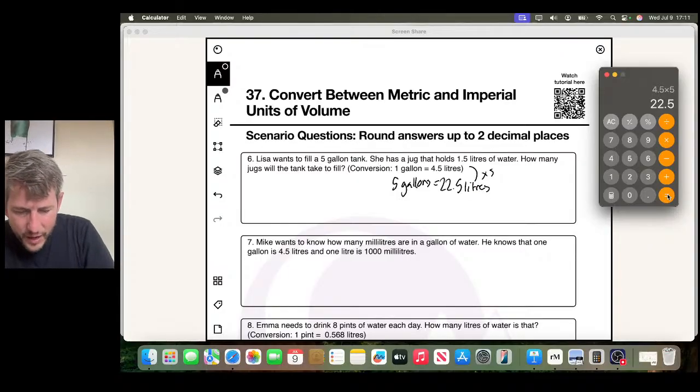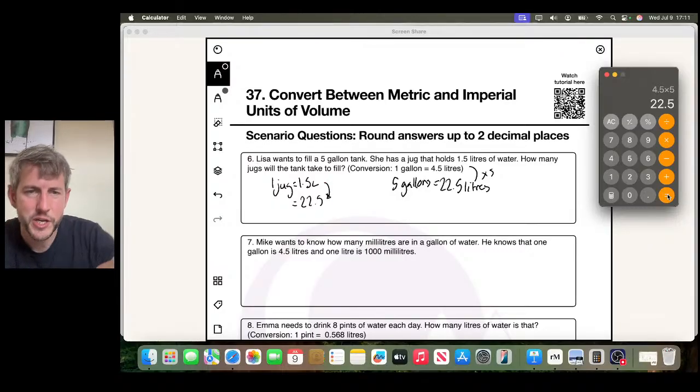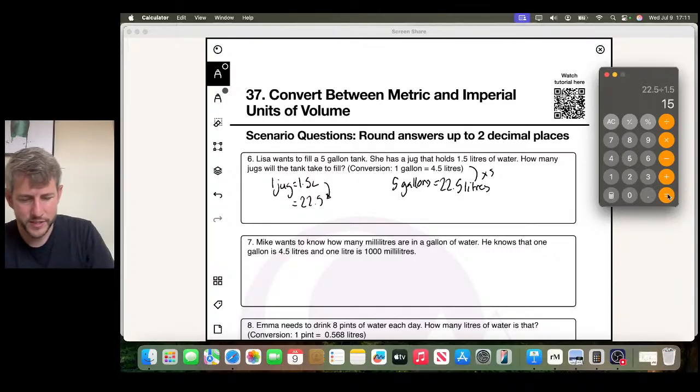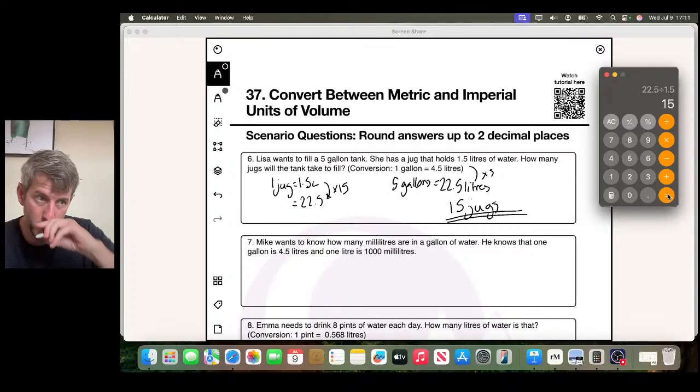Now we know that 1 jug equals 1.5 litres. We want 22.5 litres. So we need to work out how many lots of the jug makes that. So we just need to do 22.5 divided by 1.5. And that's 15 jugs, so times 15. So the answer will be 15 jugs to fill up this pool. Okay, right.